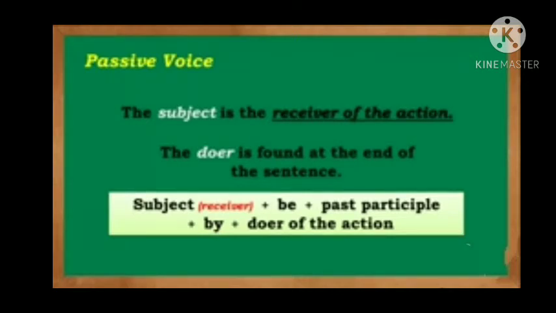While converting sentences into passive voice, we should remember this pattern. Once again I am repeating it. Here subject is the receiver. Then we add be. Then third form of the verb, that is past participle form of the verb. Then we add by, and in the end doer of the action.